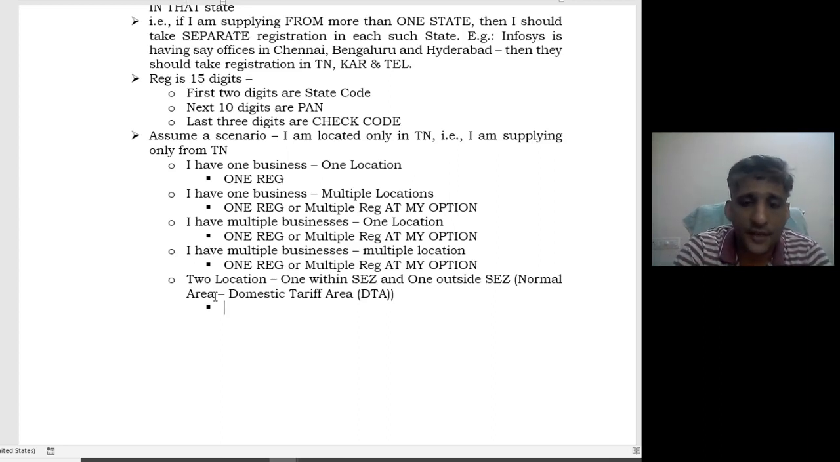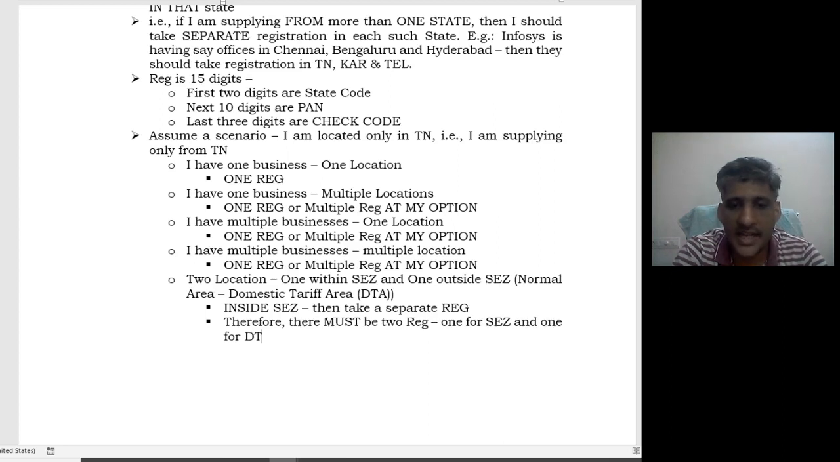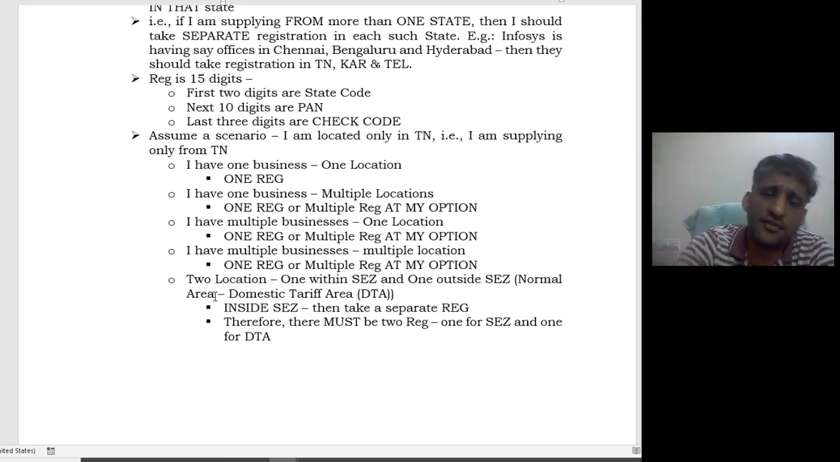Okay. If you are inside ACZ, then take a separate registration. Therefore, there must be 2 registrations. One for ACZ and one for DTA. So, except for the ACZ and DTA scenario, if it is ACZ and DTA, then I should have a compulsory registration for ACZ.